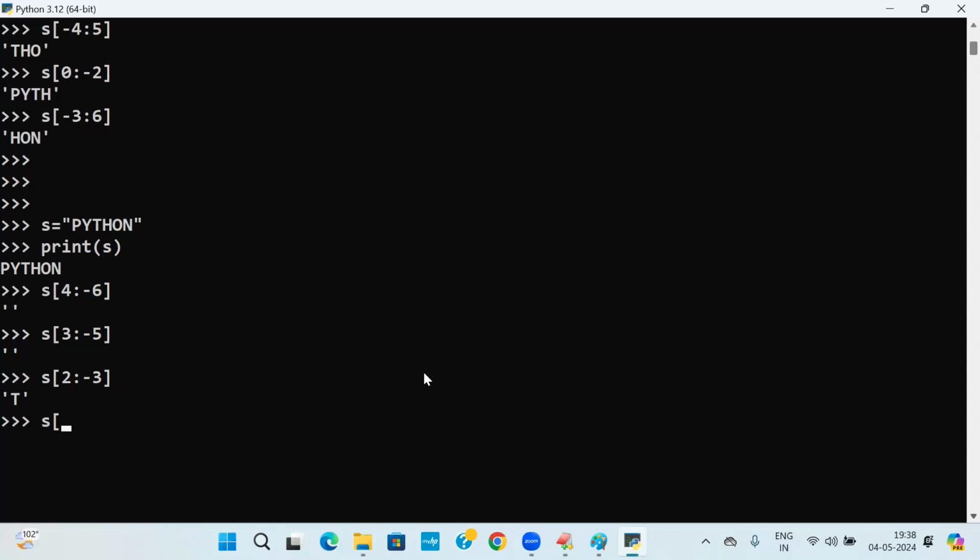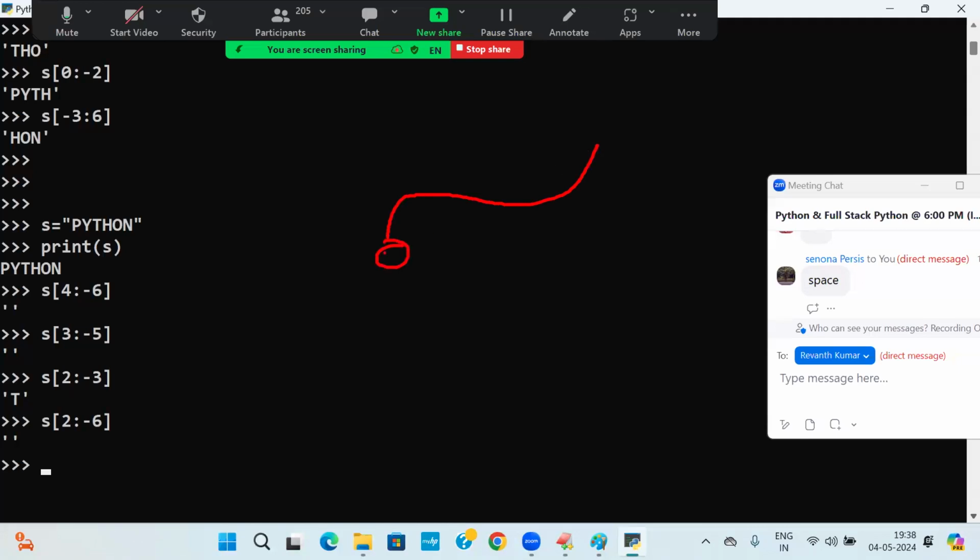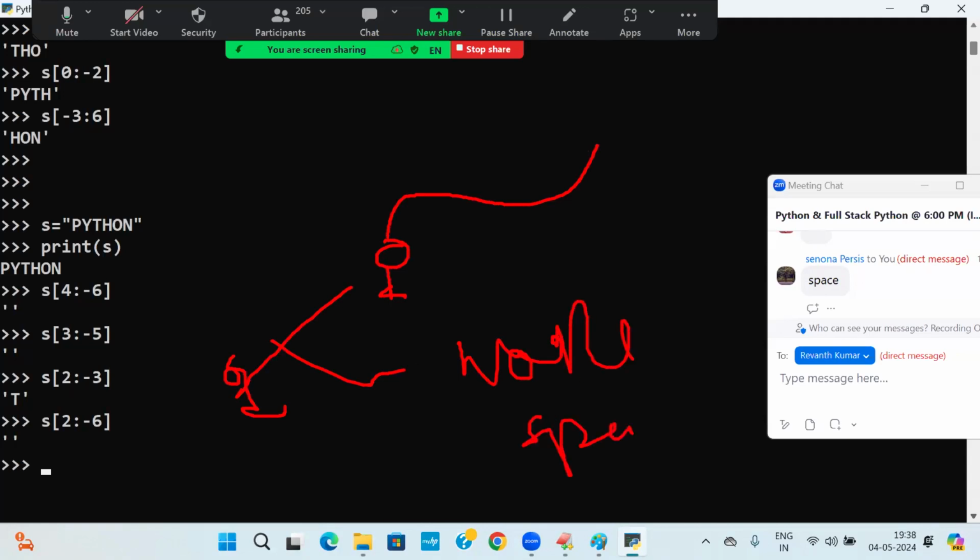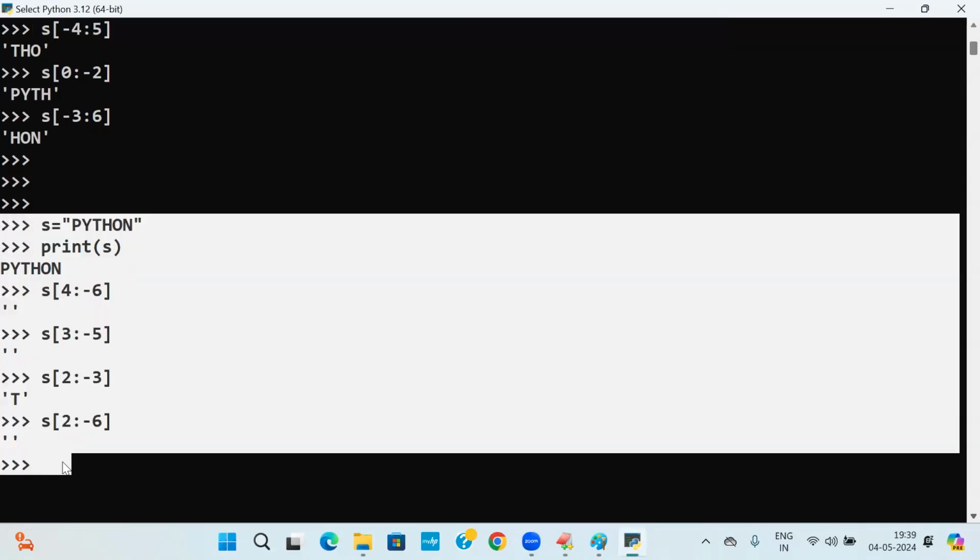Very good. Now just 2 colon minus 6. Yeah, super. This is called what? When I'm starting from this side, the person is standing behind me. That time the answer is no result. That is called empty space as the result. This is positive beginning, negative ending. The negative ending is behind my positive direction. This is called one model of example.